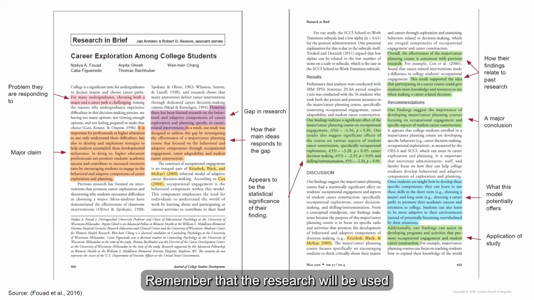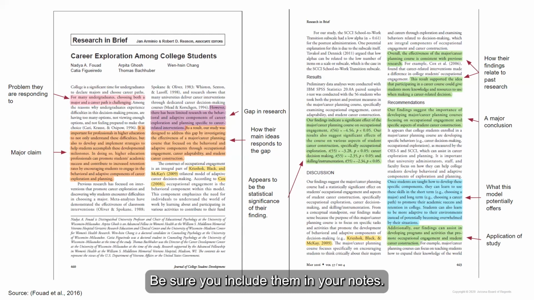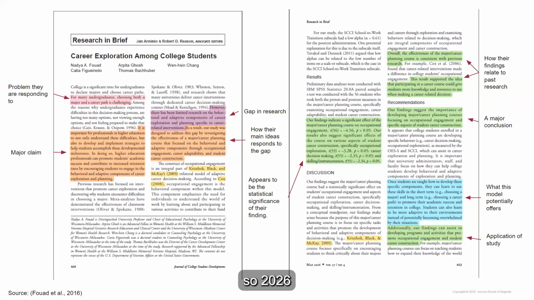Remember that the research will be used to showcase, position, support, refute, etc. your ideas. Be sure you include them in your notes. Yellow is being used to identify important authors and research. We are not highlighting every single source being used. We are only currently highlighting Salente 2006 because of how often the article is using that source.